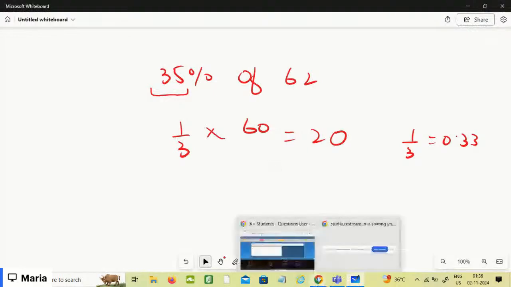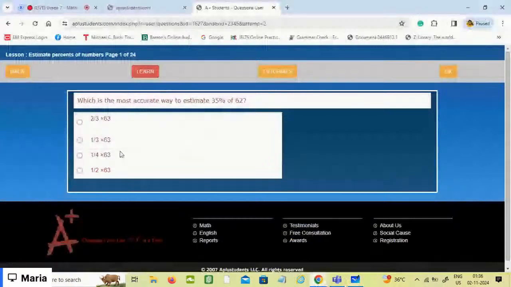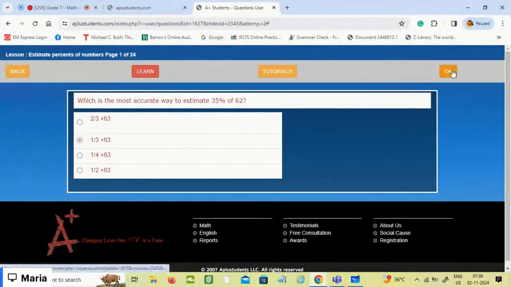The correct option is one third. Or you can estimate 62 to 63, right? Because 63 can be divided by 1 by 3. So it will be 1 by 3 times 63. Option number 2 is the correct option.